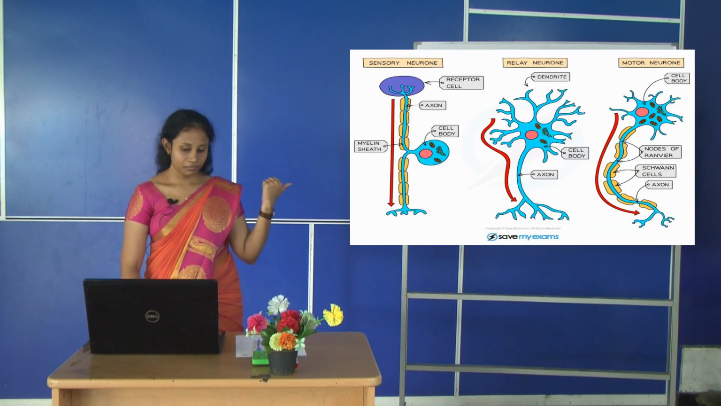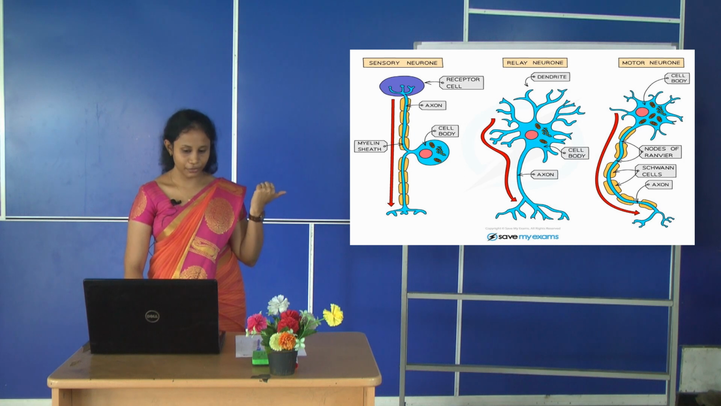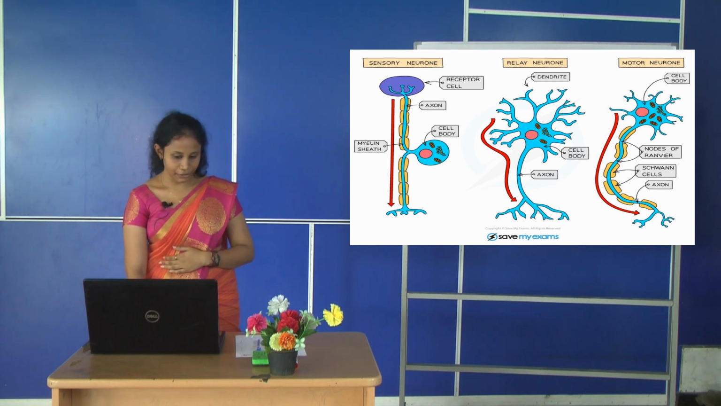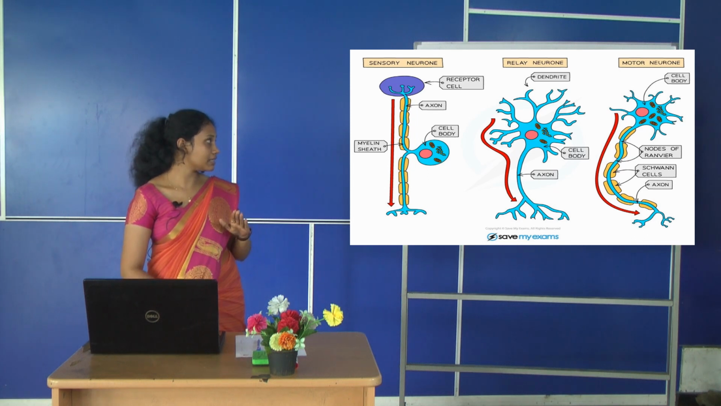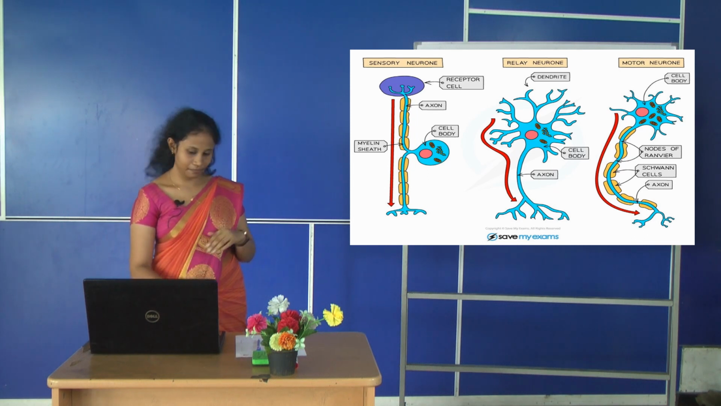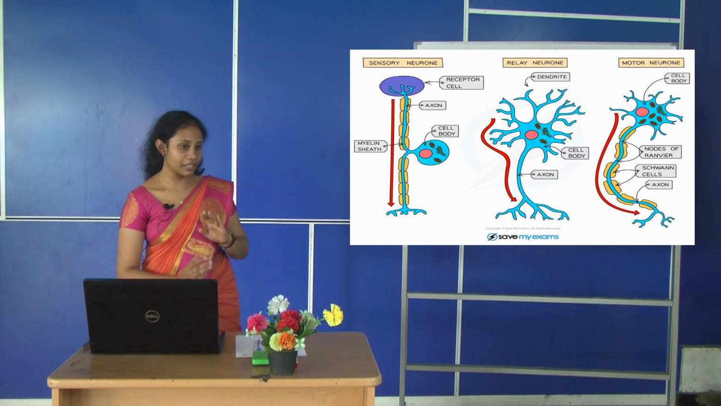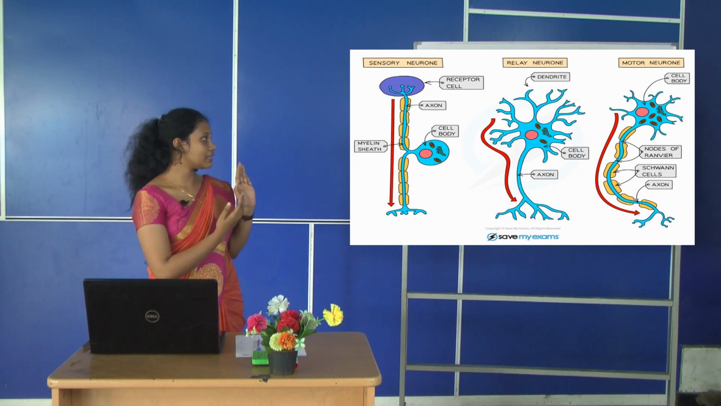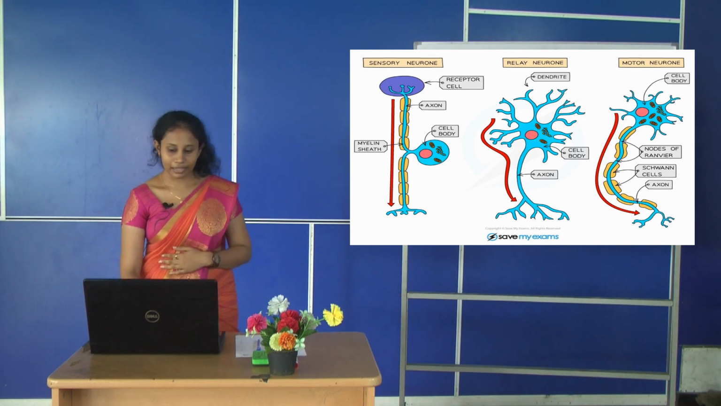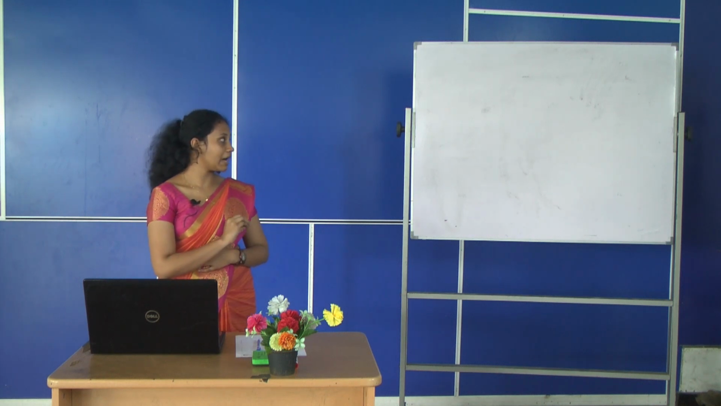In this slide, you can see the structure of all three neurons. In the sensory neuron, there is a cell body, and the cell body is situated in the middle of the axon. But when you see the motor neuron, the cell body is very much towards the dendron side, and there is more than one dendron in this motor neuron. And both the sensory neuron and the motor neuron have a myelin sheath.